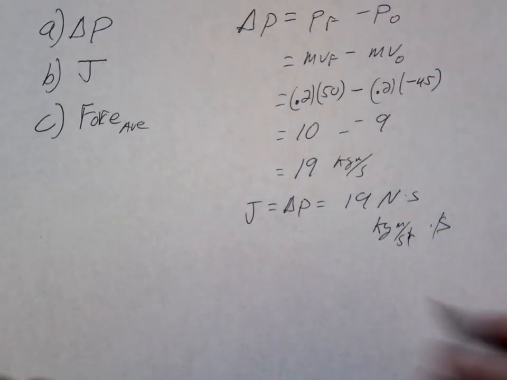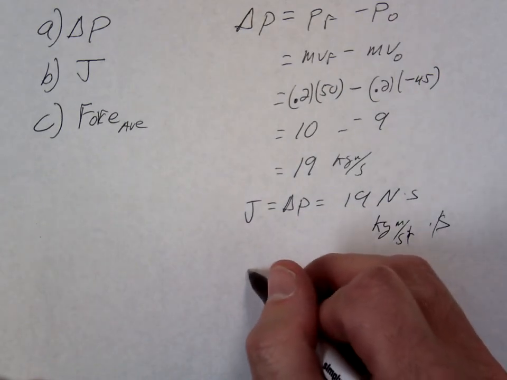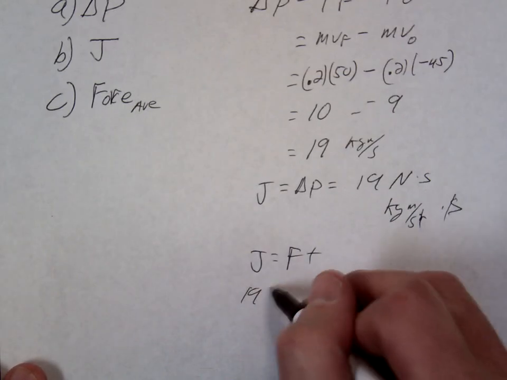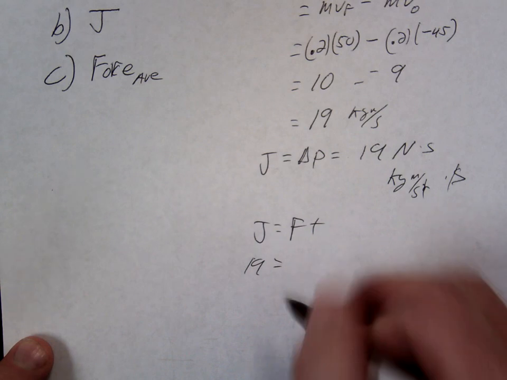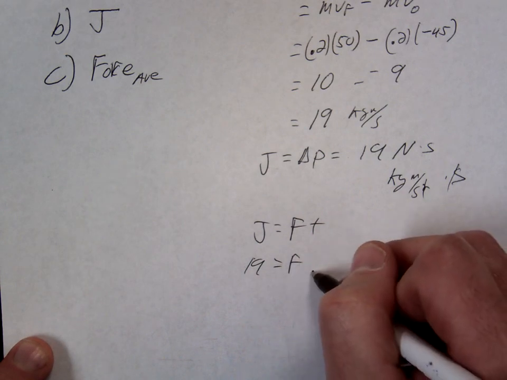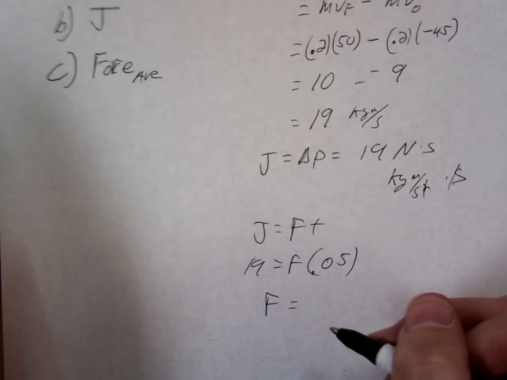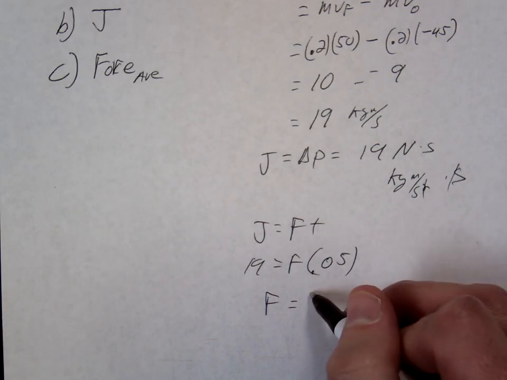Okay, and then lastly, finding the force. So J just equals Ft. So 19 equals F times 0.05. What's our F? 380.